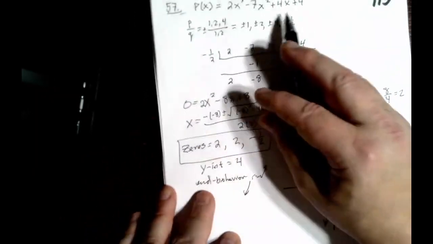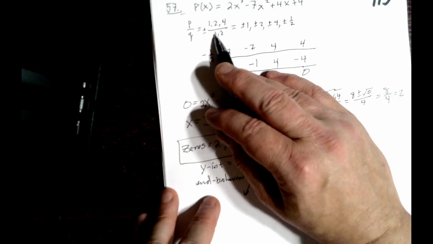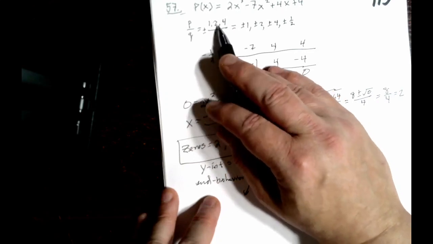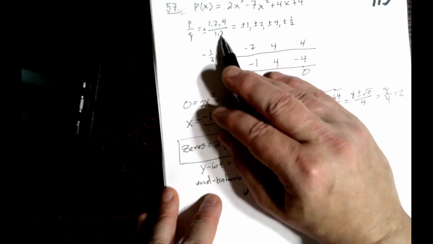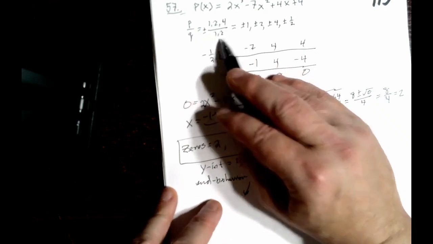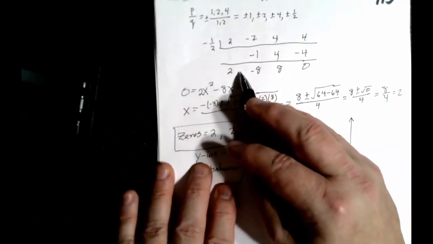57. You got all factors of 4 over all factors of 2. 1, 2, and 4 with 1, and 1/2. 2 over 2, 4 over 2. Well, 2 over 2 is just 1. We got that already. 4 over 2 is just 2. We got that already. So you only have 1/2 as well as 1, 2, and 4. I tried minus 1/2 and it worked.